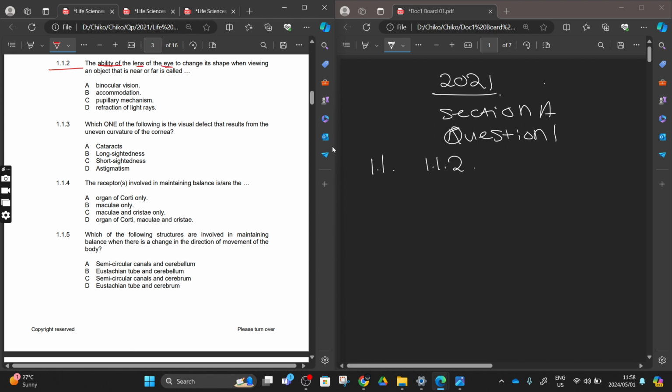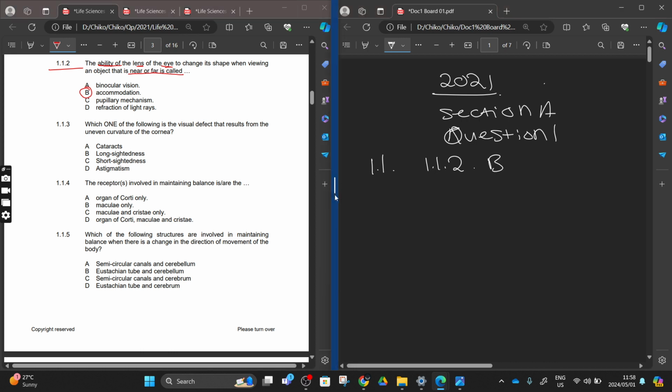Sorry, we did this, right? The ability of the lens of the eye to change its shape when viewing an object that is near or far. It is what? Accommodation. Right? You'll agree with me on this one. Now, we did this. We are moving fast.